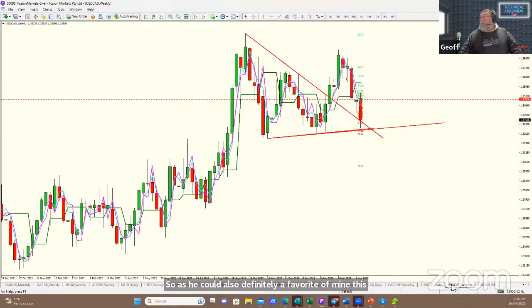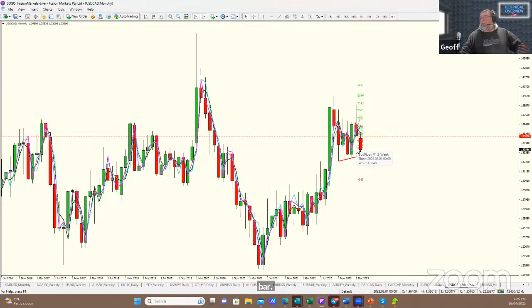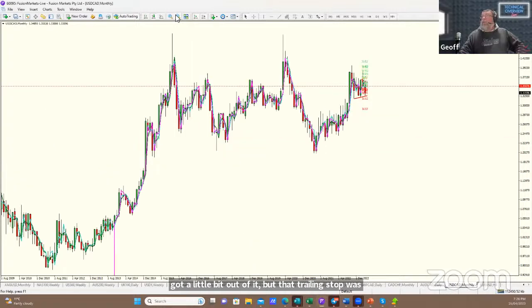And the other one, we've already spoken about it as a game changer bar, dollar CAD. And the dollar CAD, we got into dollar CAD up here and got a little bit out of it, but our trailing stop was hit a little bit prematurely, which is sad, but that's the way it goes. I pointed out before, this big double top sitting here, followed by a lower high, and now a second lower high.